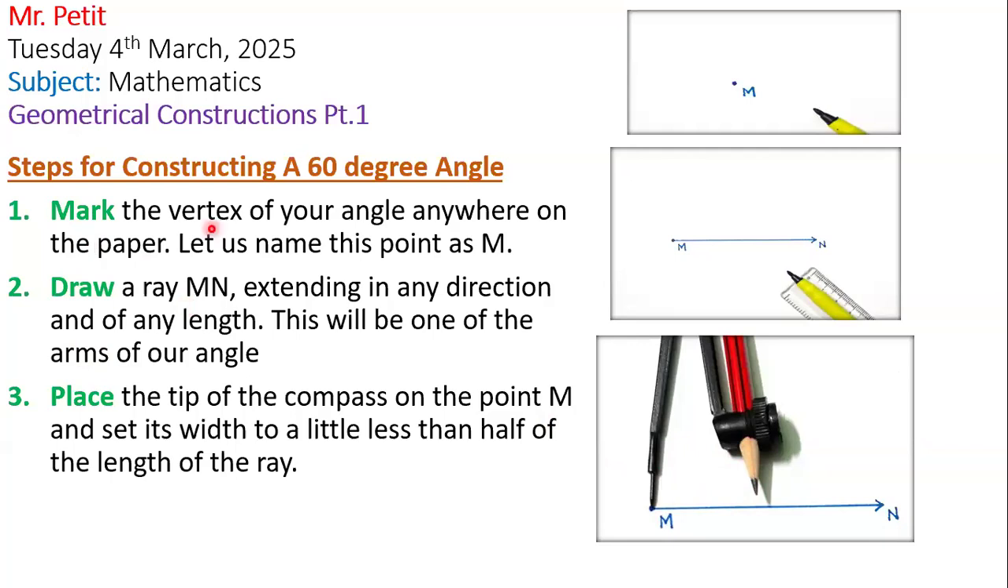Mark the vertex of your angle anywhere on the paper. Let us name this point as M. Draw a ray MN extending in any direction and of any length. This will be one of the arms of our angle. Place the tip of the compass on the point M and set its width to a little less than half of the length of the ray.